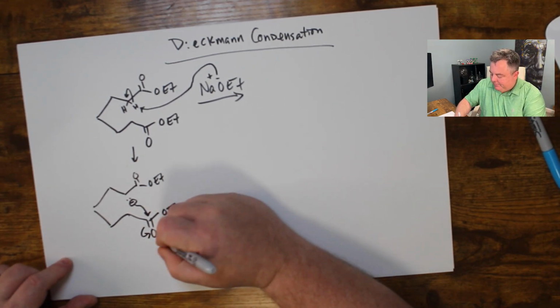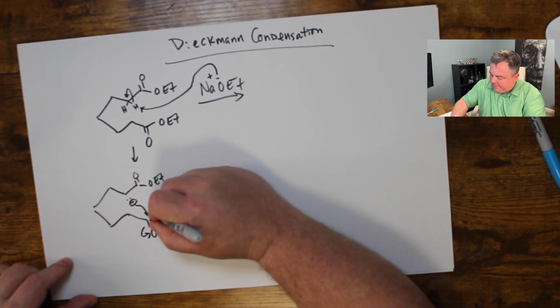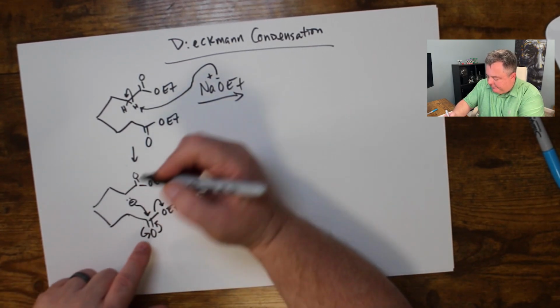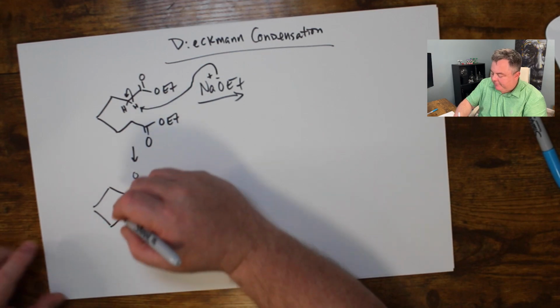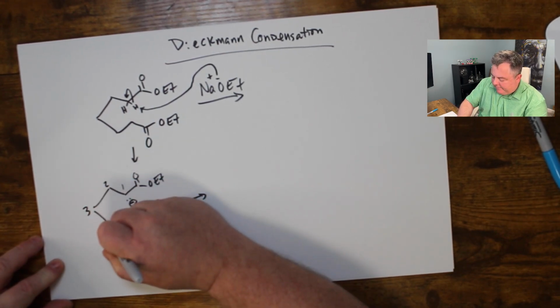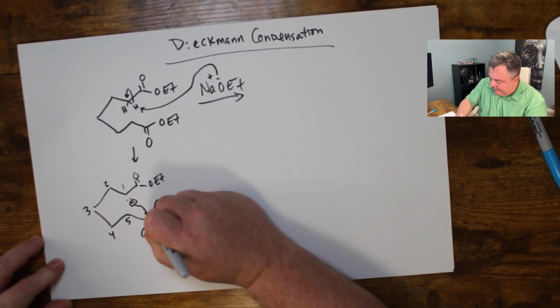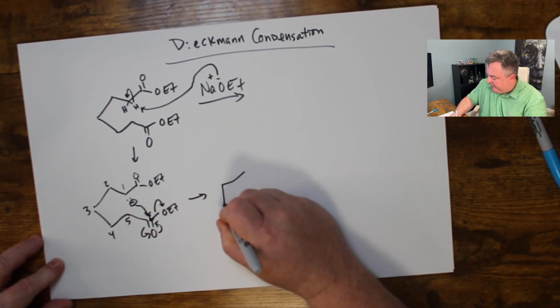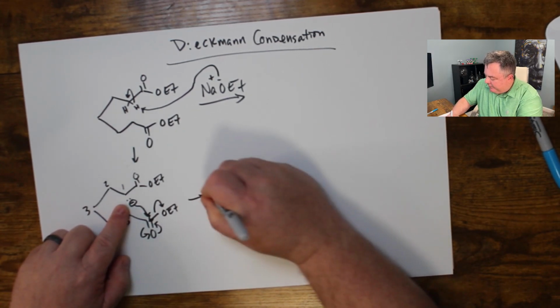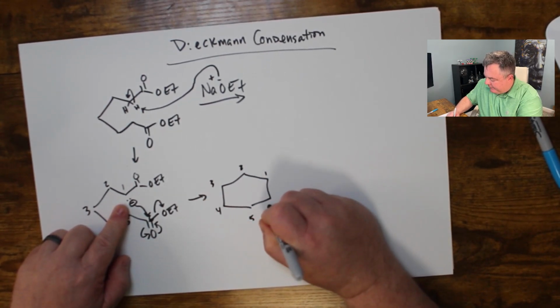The electrons go up to the oxygen, they come back down, kick off my leaving group. So that makes a ring, and let's count the number of carbons in this ring. 1, 2, 3, 4, 5, 6. So there's a 6-membered ring I just made. So let's number those. 1, 2, 3, 4, 5, 6.